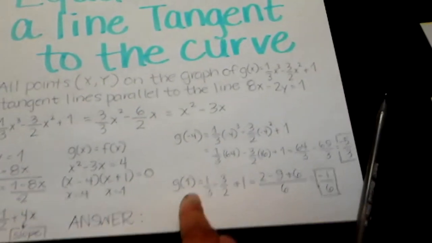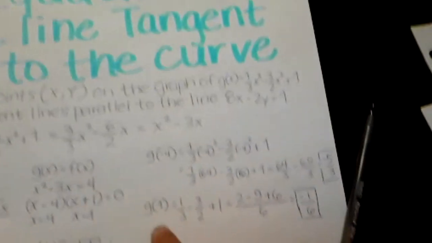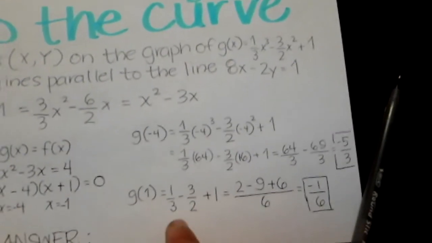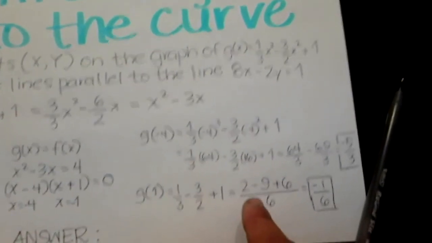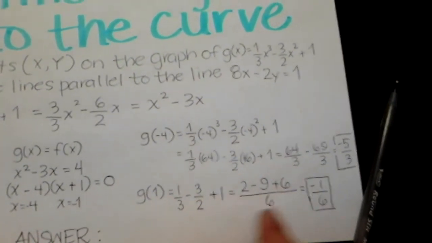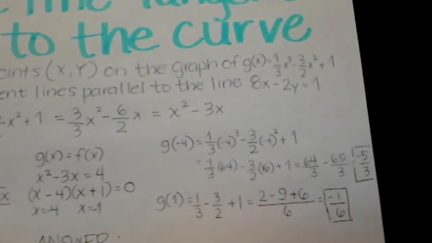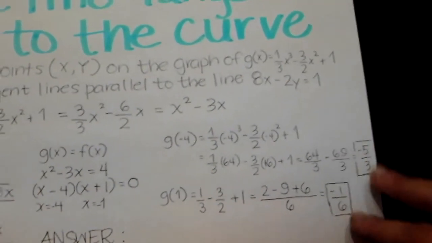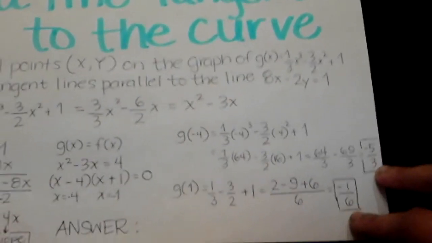Now you're going to solve for the second equation, g of negative 1, which will give you negative 1/3 minus 3/2 plus 1, which equals negative 2 minus 9 plus 6 divided by 6 equals negative 5 over 6. And those are your 2 points after you have plugged in the points into the equation.